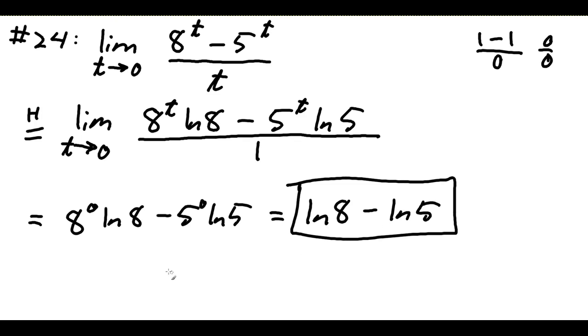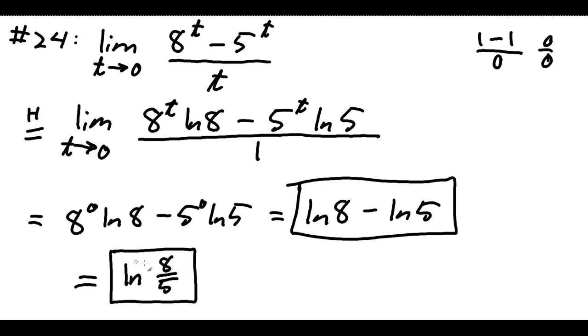This is a perfectly good way to write this. Depending on your application, you might want to write it in some other way. For some purposes, it might be nice to have only a single logarithm, in which case you could use log properties to rewrite this as the natural log of 8/5. That would be another good way of writing that answer.